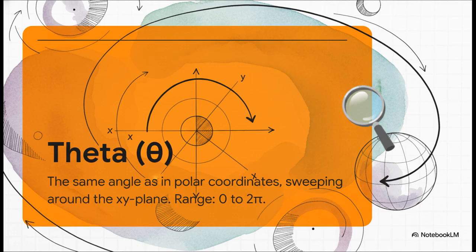Next is theta. And hey, if you've ever used polar coordinates, you already know this one. It's the angle that sweeps around horizontally, flat on the xy plane, kind of like longitude on a globe. A full circle is 0 to 2 pi.